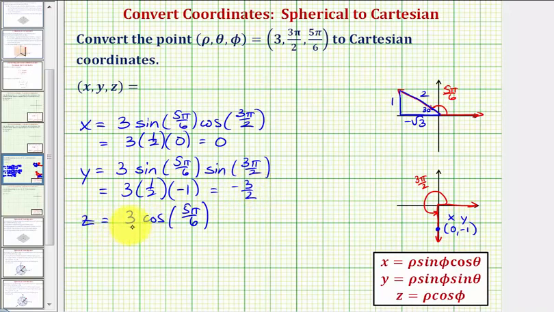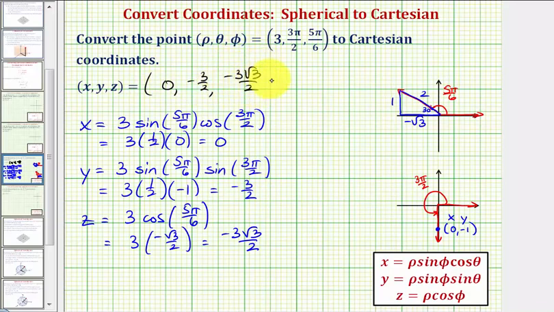And then for z, we have 3 times cosine 5π/6, which would be 3 times the ratio of the adjacent side to the hypotenuse, which would be negative square root 3 divided by 2. So we have z equals negative 3 square root 3 divided by 2. So the Cartesian coordinates are (0, -3/2, -3√3/2).